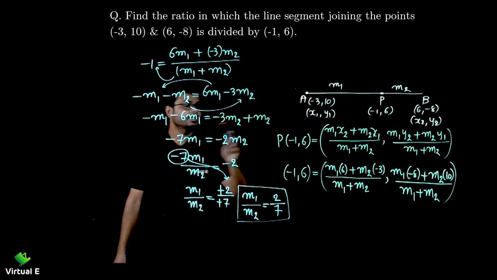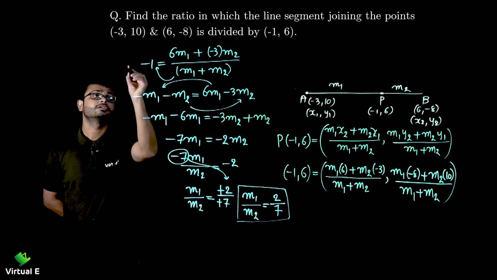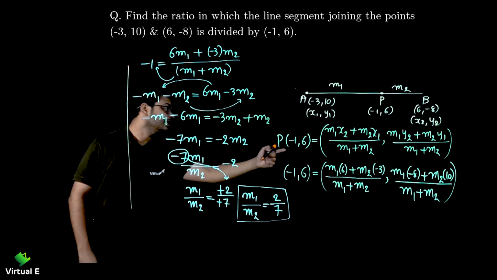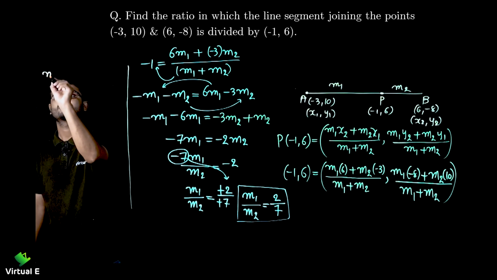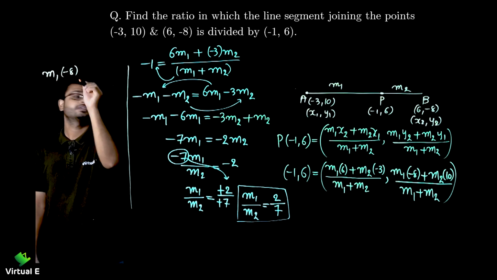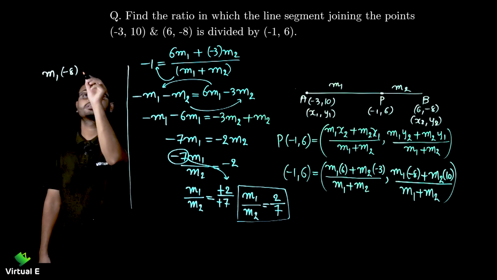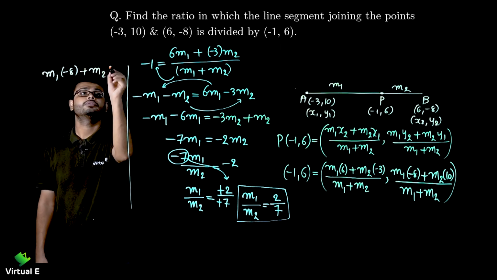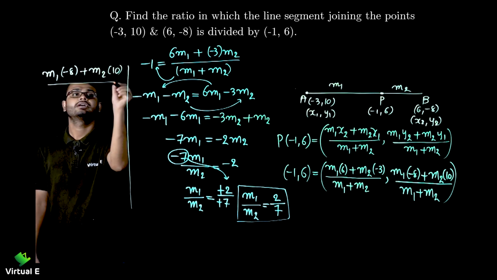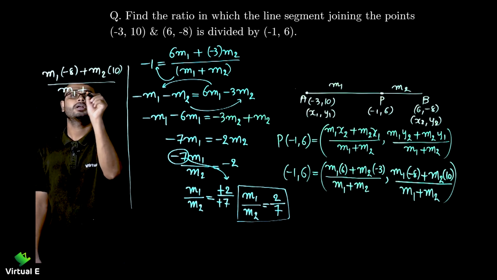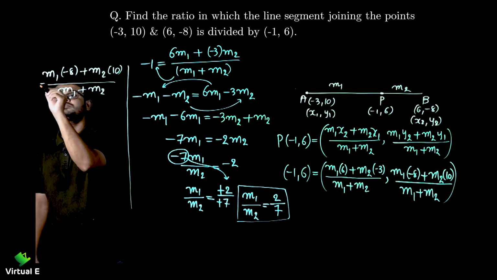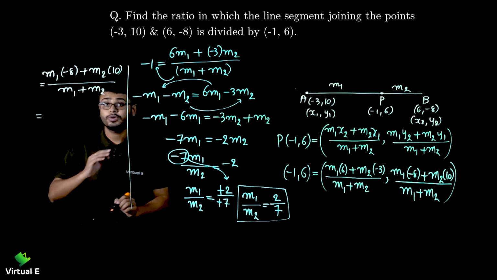So first of all, I'm writing the coordinate, which is y coordinate. So let's start with the y coordinate, that is m1 into minus 8, then plus m2 and 10. Denominator m1 plus m2. So this is a kind of a verification. You need to do it.